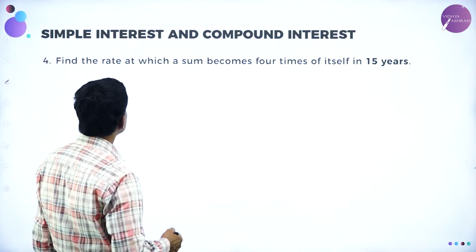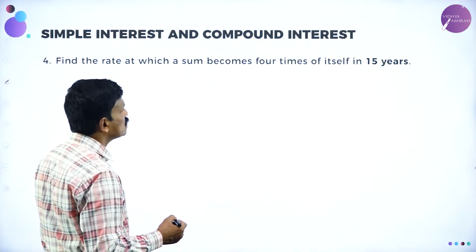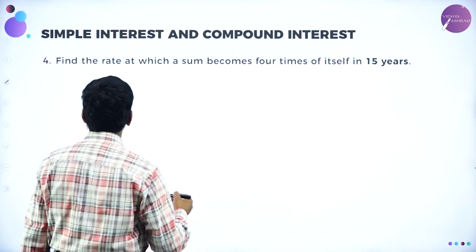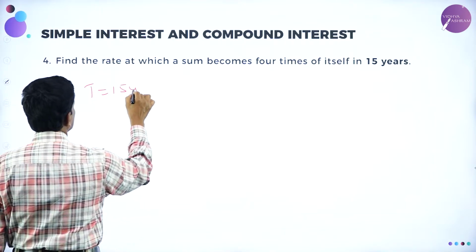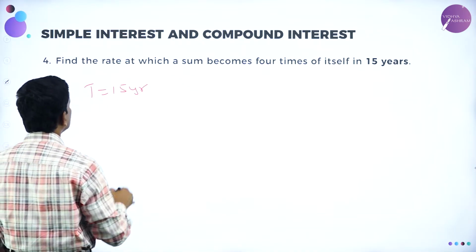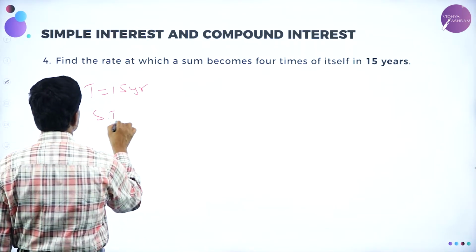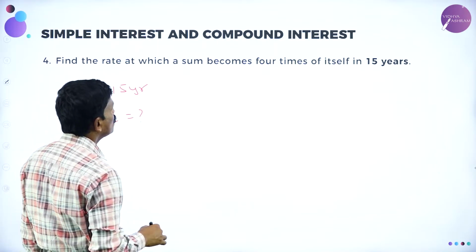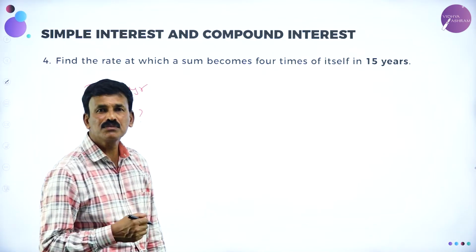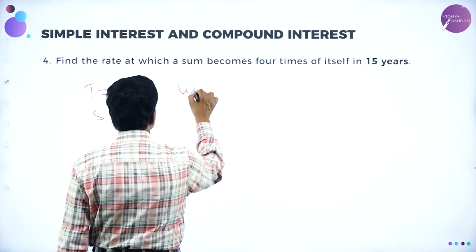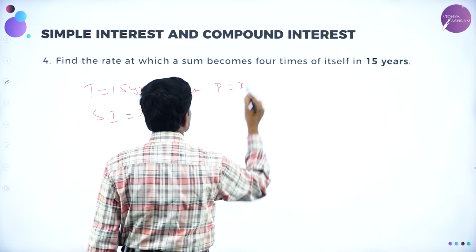Find the rate at which a sum becomes 4 times itself in 15 years. So what is the time taken? Time is equal to 15 years, and we have to find the rate at which simple interest is to be determined. A sum becomes 4 times its principal, right? Now let us assume the principal as x. Let P is equal to x be the principal.